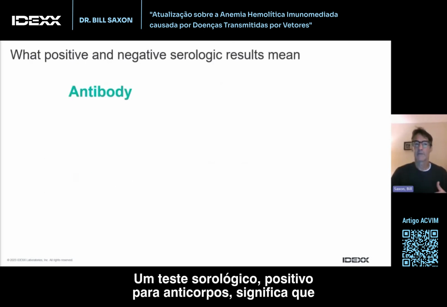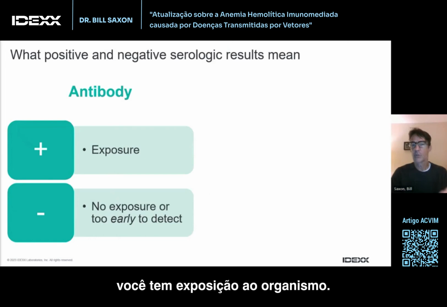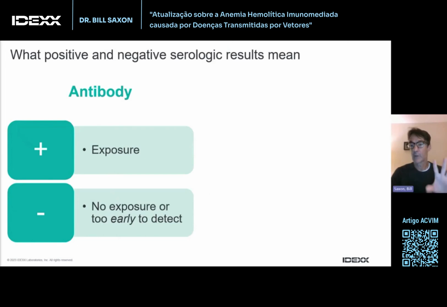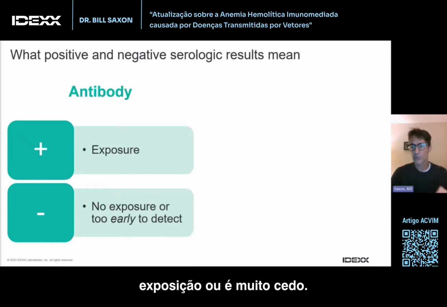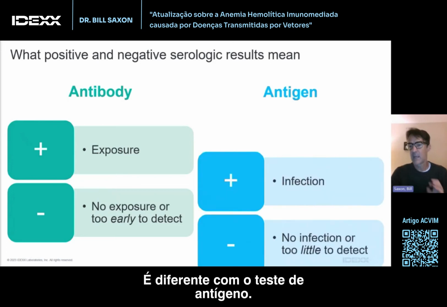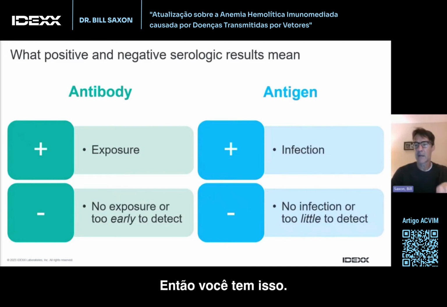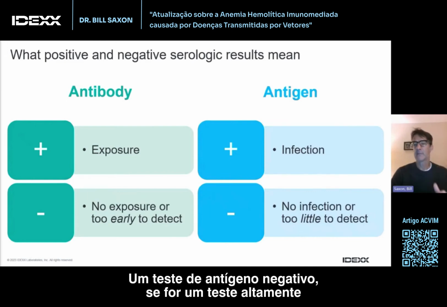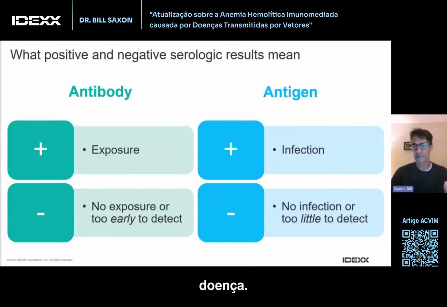So a positive serologic test for antibody means you have exposure to the organism. That's all you can say. A negative test for antibody says no exposure or too early. It takes about a week for the antibody test to become positive. It's different with antigen testing. A positive antigen test is testing for a part of the organism, so you've got it. You've got the diagnosis. A negative antigen test, if it's a highly sensitive test, you can essentially rule out the disease.